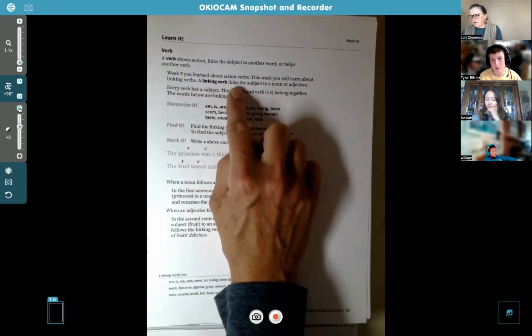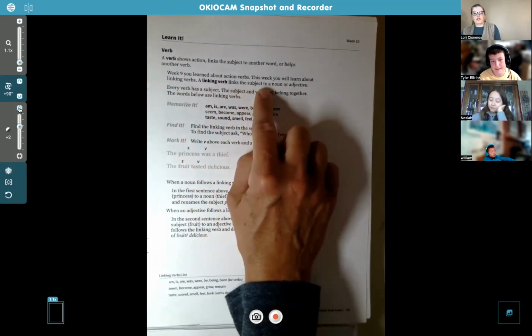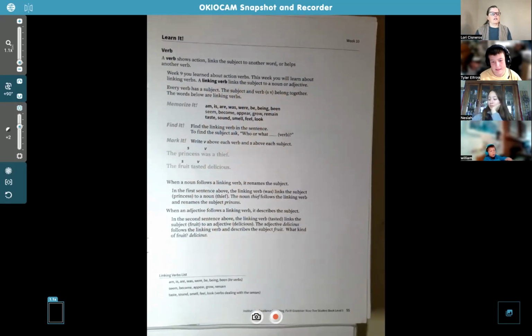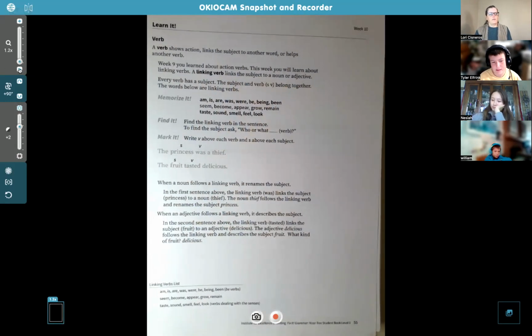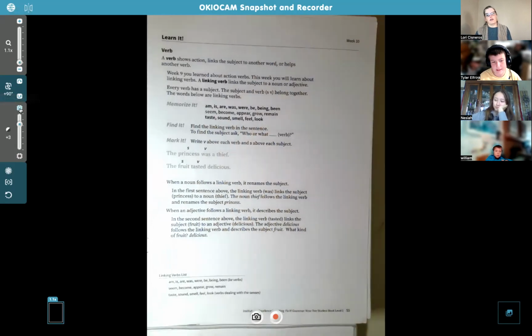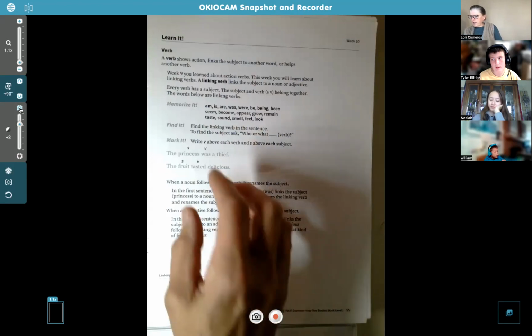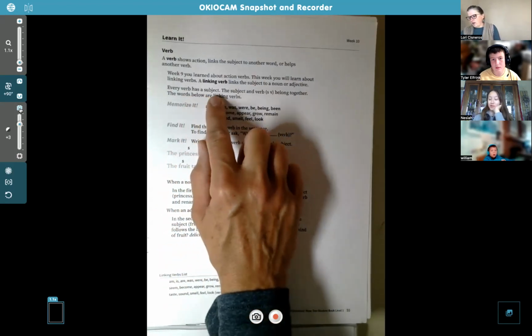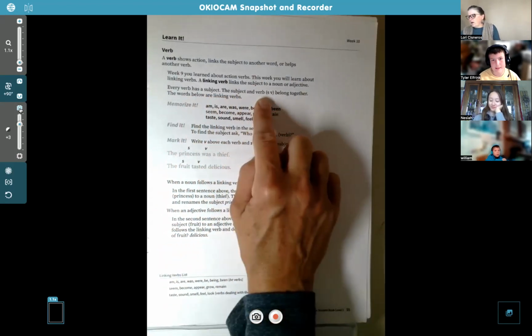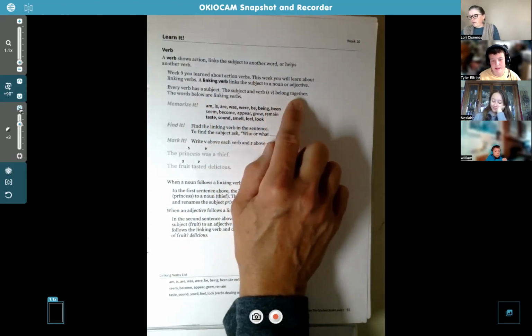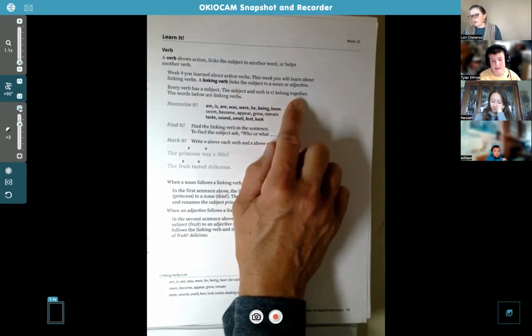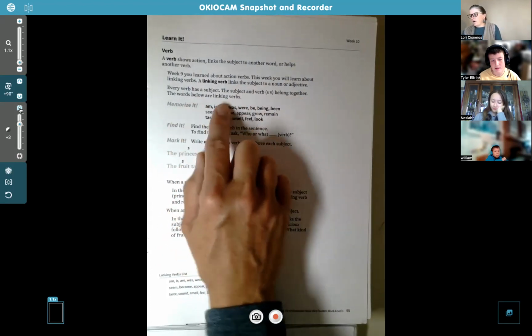A linking verb links the subject to a noun or an adjective. Oh, by the way, when you hear that word links, you can think of a chain, the little rings that link together. So it's actually putting together parts of the sentence. Every verb has a subject. The subject and verb belong together. They're called a pair in this book. You'll see the subject verb pair, and then the words below are linking verbs.